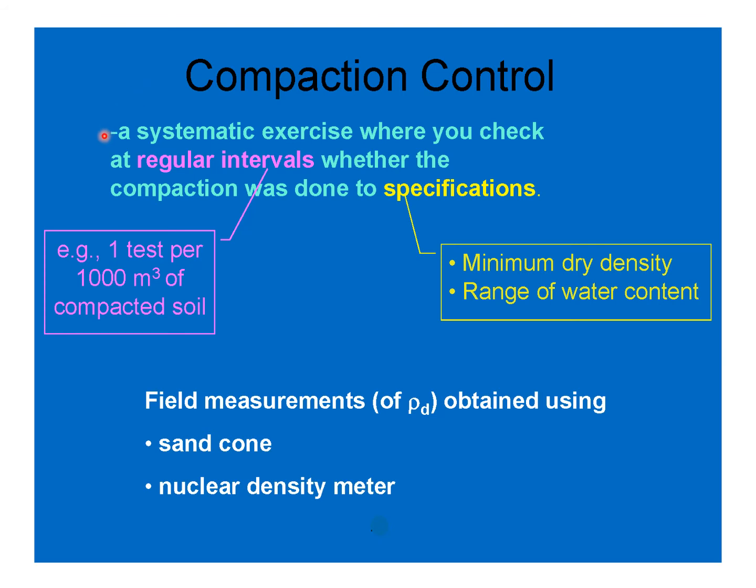A systematic exercise where you check at regular intervals whether the compaction was done to the specification. For example, one test per 1000 cubic meter of compacted soil, and as far as the specifications are concerned, minimum dry density and the range of the water content are to be considered. So field measurement of the density can be done by sand cone method or the nuclear density meter.